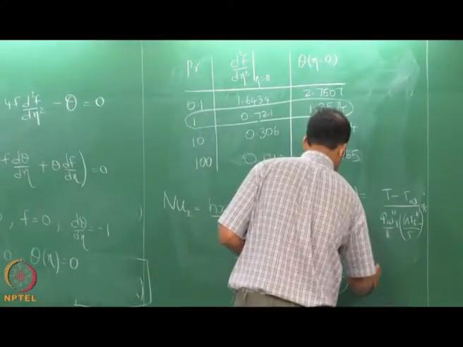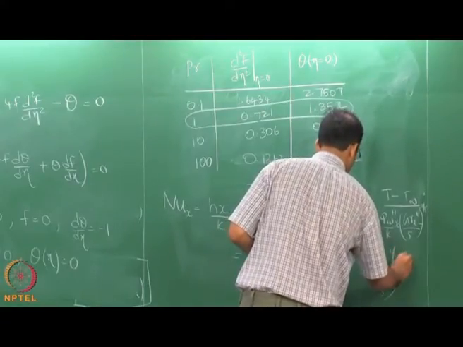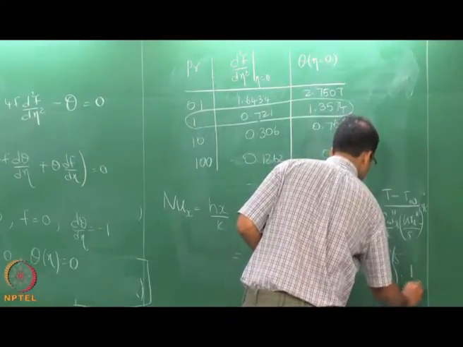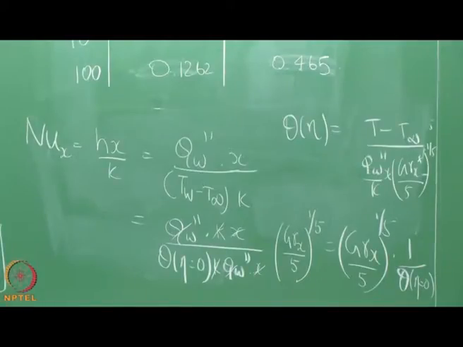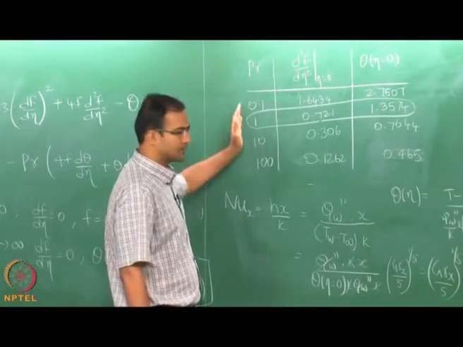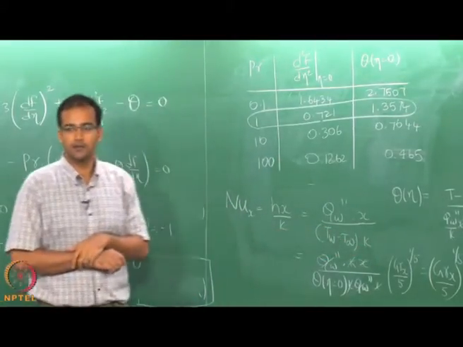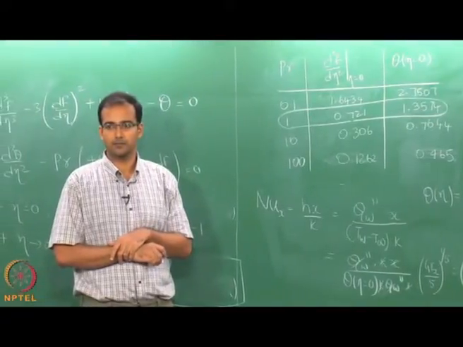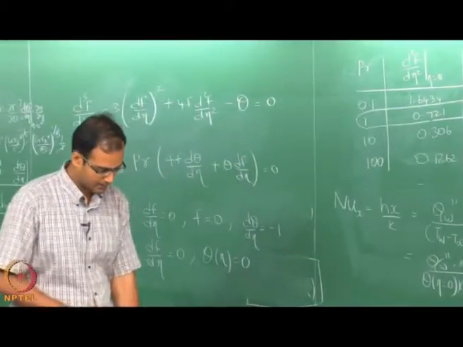So, you simply get this as Grashof number by phi raised to the power 1 by phi into 1 by theta at eta equal to 0, correct. So, corresponding value of, you can again fit a correlation as a function of Prandtl number, and you can substitute for theta equal to 0 as a function of Prandtl number. So, you will get an expression for Nusselt number as a function of Grashof and Prandtl numbers.